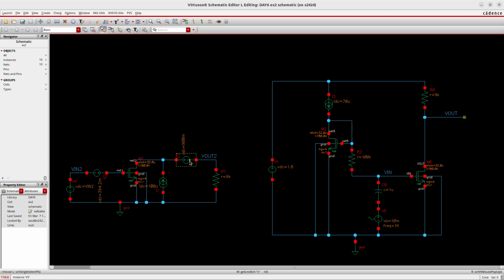And then I am loading the drain of this transistor with a resistor of 9 kilo ohms. So this is the circuit that we are going to test, common source amplifier. And the same circuit, after we bias it and find the suitable biasing circuit for this amplifier, can probably look something like on the right.